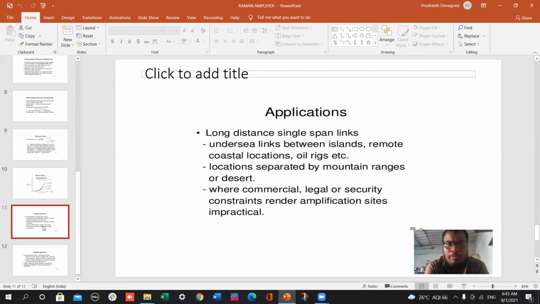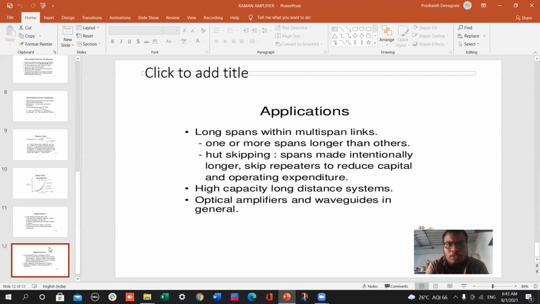Applications of Raman amplifiers: long distance single span links, undersea links between islands, remote coastal locations, oil rigs, etc. Locations separated by mountain ranges or deserts, where commercial, legal, or security constraints render amplification sites impractical. Long spans within multi-span links, where one or more spans are longer than others. Hut skipping, where spans are made intentionally longer to skip repeaters and reduce capital and operating expenditure.